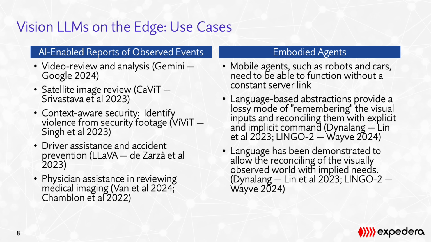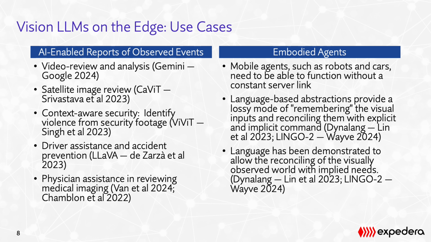Now, these also get used a lot for observed events. We've seen, for example, that Gemini, even though that's a server solution hosted in the cloud, has been able to pick out when in a movie someone pulled out a piece of paper, and what that piece of paper said. And this kind of video review and analysis, especially as the models continue to get better, is something that we expect to see pushed all the way out to the edge.